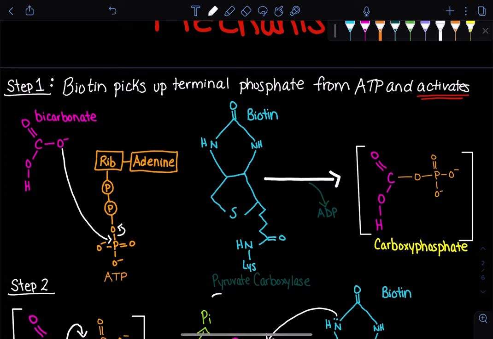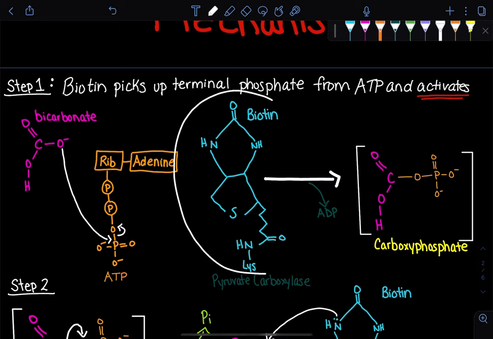So pyruvate carboxylase is an enzyme, and enzymes are made up of proteins, and proteins are made up of amino acids. So essentially, pyruvate carboxylase will have amino acids. Specifically, pyruvate carboxylase has the amino acid lysine, and lysine is going to bind with the biotin. So we see this amide bond right over here between the lysine and the biotin.